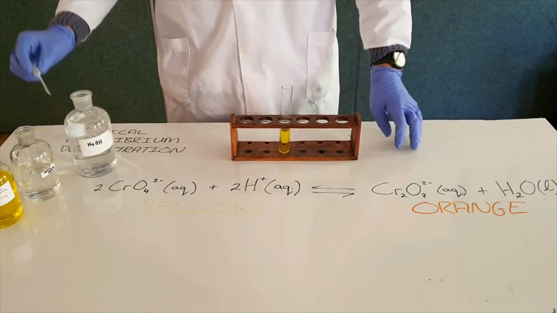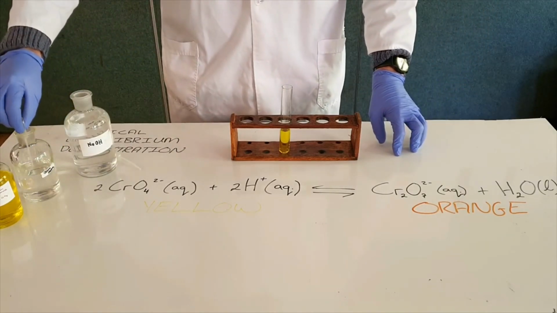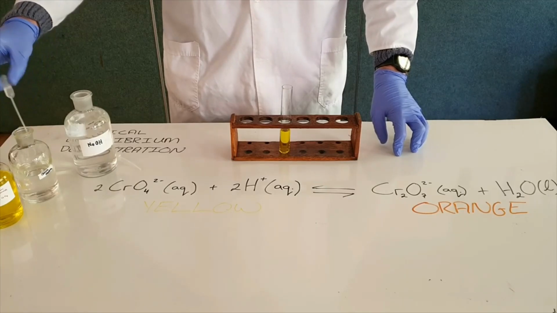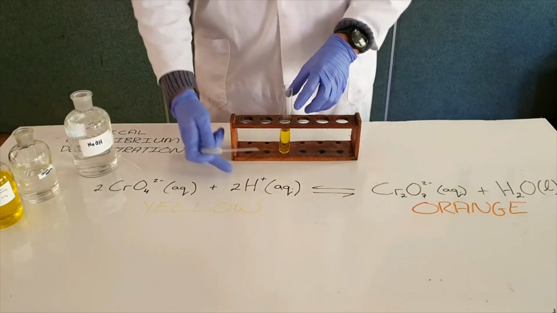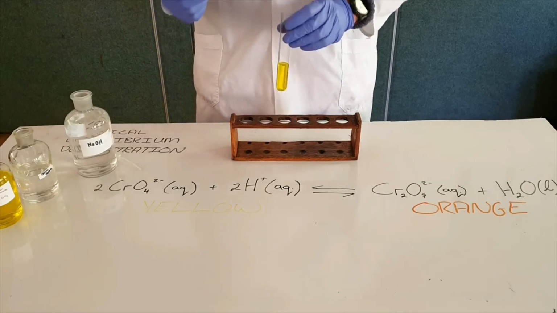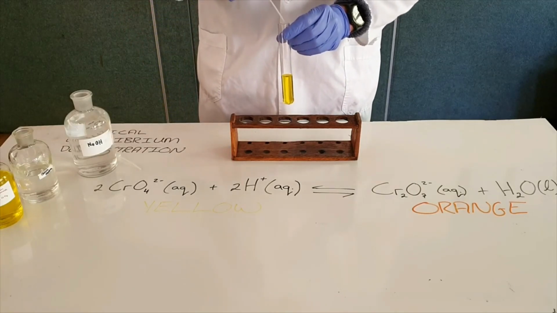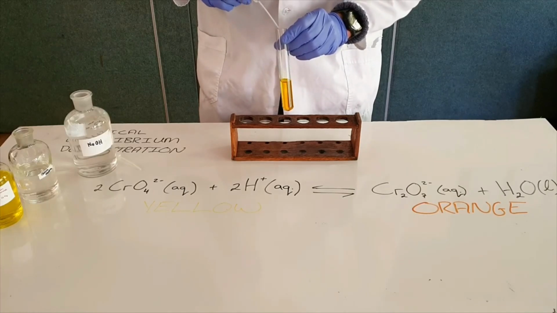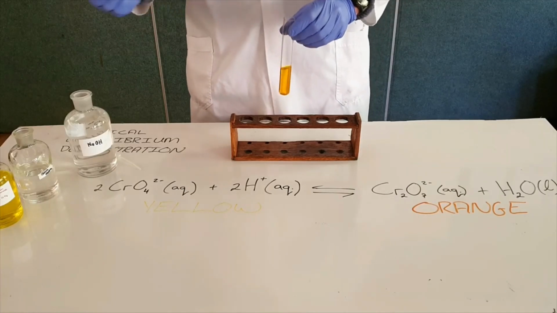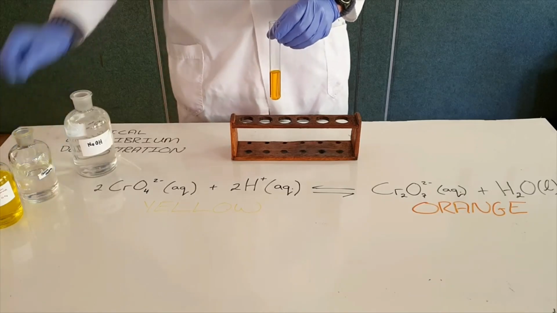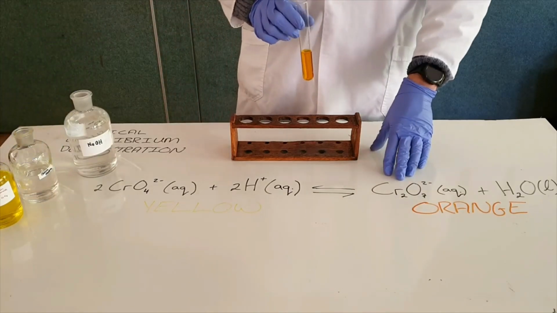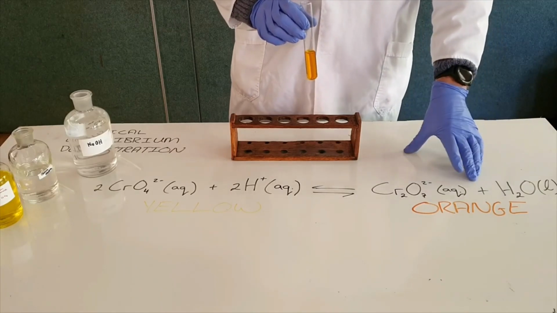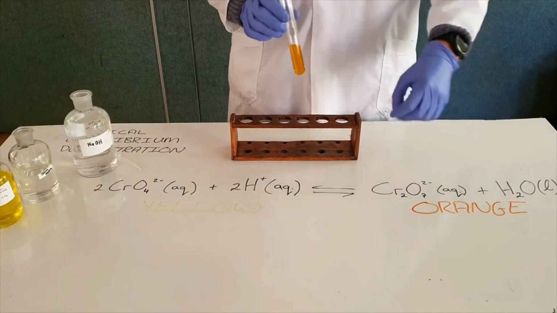So we know that the common ion effect tells us that I can add an acid, which is going to increase the concentration of hydrogen ions in the solution, and thereby we start the forward reaction over here. We can see that this solution immediately starts to go orange in color, telling us that there is now dichromate present, and we have equilibrium lying slightly more to the right than to the left.